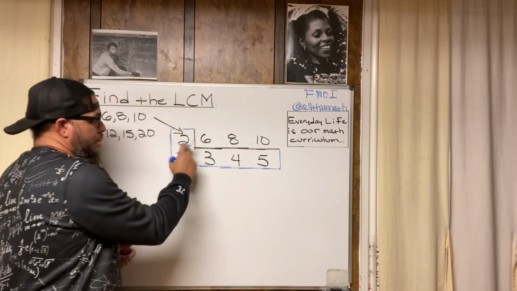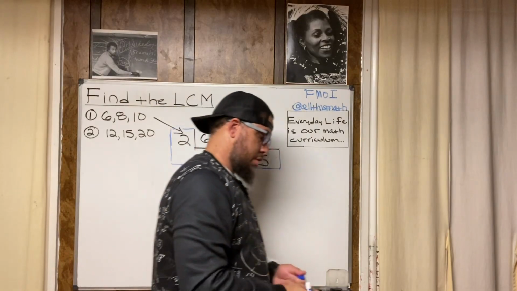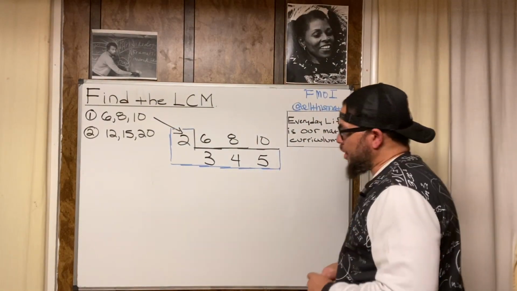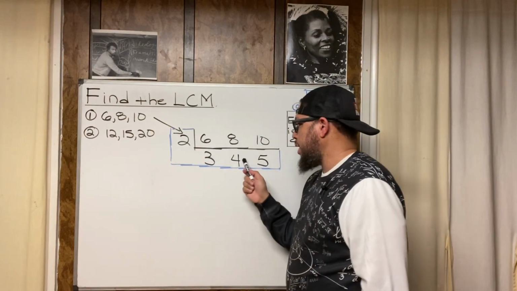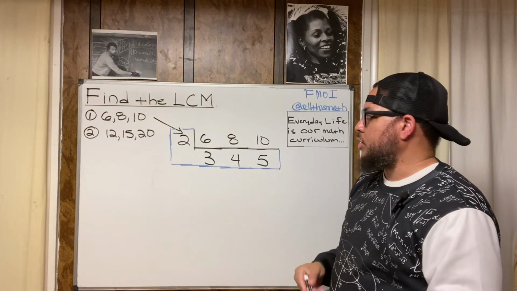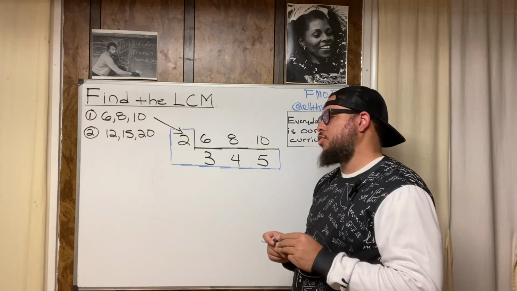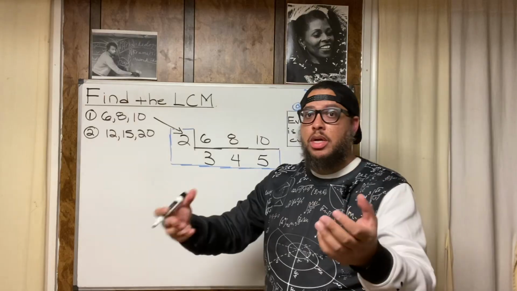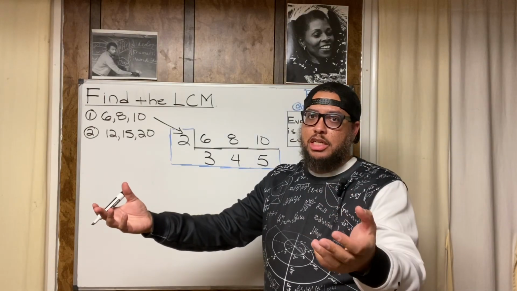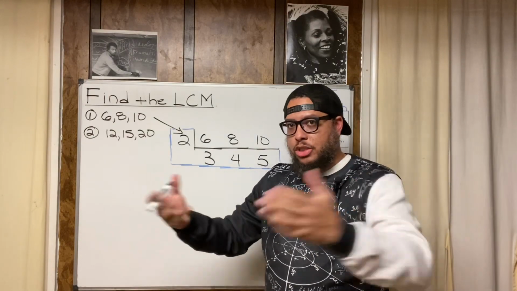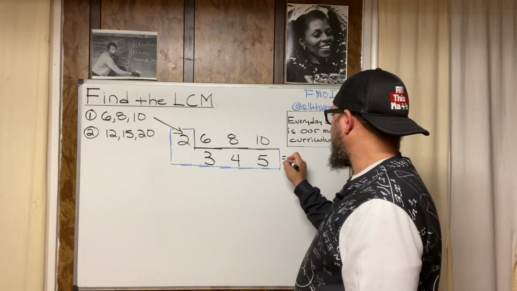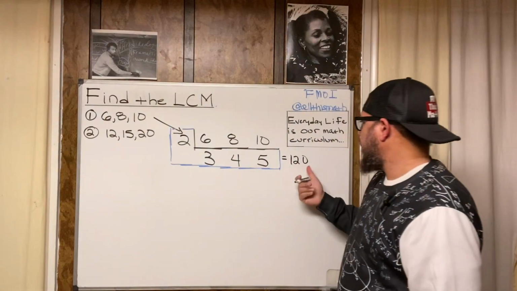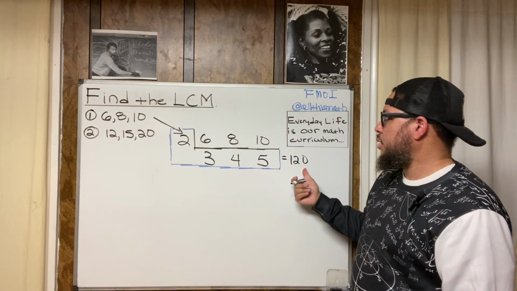And then you're going to multiply these four numbers together, or however many numbers it is. When you multiply them together, you do 2 times 3, which is 6. 6 times 4 is 24. 24 times 5: let's break the 24 down into 20 and 4. 20 times 5 is 100. 4 times 5 is 20. Put the 100 with the 20, that's 120. That's the LCM. So the LCM of 6, 8, and 10 is 120.